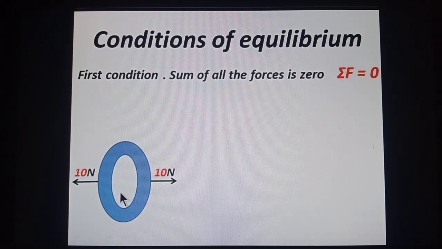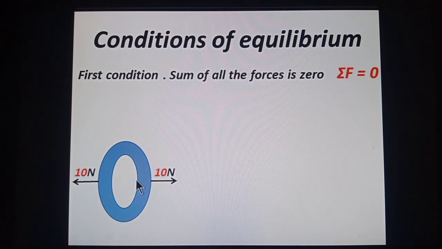Look at this diagram. Two forces are acting on it. Both are equal in magnitude of 10 Newton, but they are acting in opposite directions. When they are added, they will cancel the effect of each other. So the body is in equilibrium, satisfying the first condition of equilibrium. Sometimes the first condition is satisfied, but the body is still not in equilibrium.